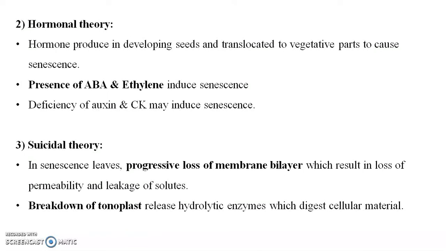Second is the hormonal theory. Hormones produced in developing seeds are translocated to vegetative parts to cause senescence. The presence of ABA and ethylene, both hormones, induces senescence. Third, deficiency of oxygen and cytokinin may also induce senescence, because both these hormones help in the development of the plants.